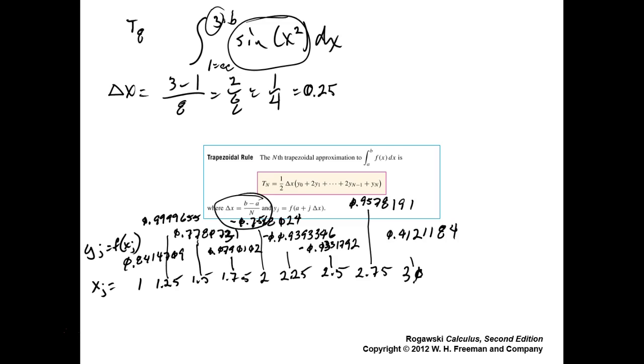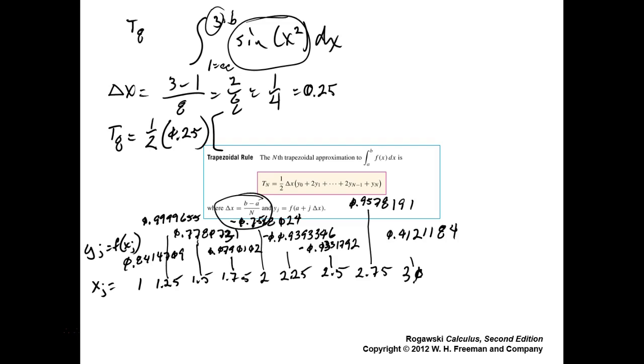Okay? We're going to get the T N, the trapezoidal rule for 8, T8, is going to be 1/2 of our 0.25, that's our delta x, and then we're going to start adding these together. I'm not going to write them all down because I've written them here, but I want you to do it. 0.8414709 plus twice, 2 times 0.9999655. I would be punching these in. Start with 0.84. Have you got your 0.5 times 0.25? Times and open a parenthesis.